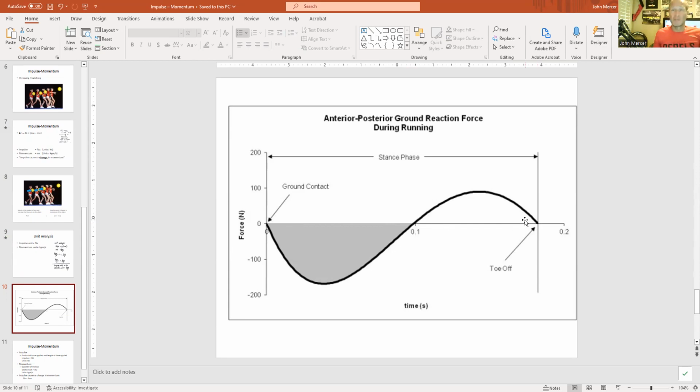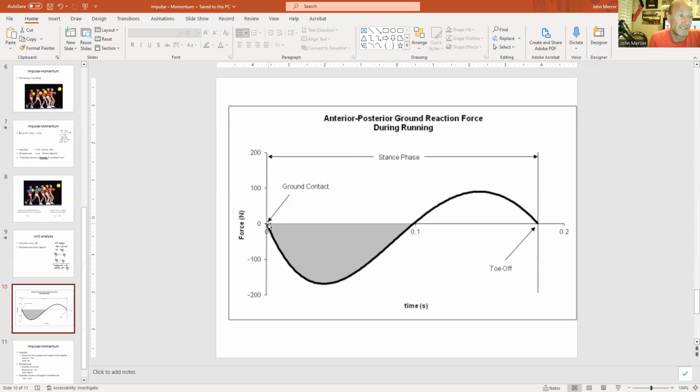So a question becomes, can you figure out, is the person slowing down more or less than speeding up? And is the velocity at the moment of time zero, when the person's running and striking this force platform, greater or less than the velocity at takeoff? You can actually answer this just by visually looking at this plot.